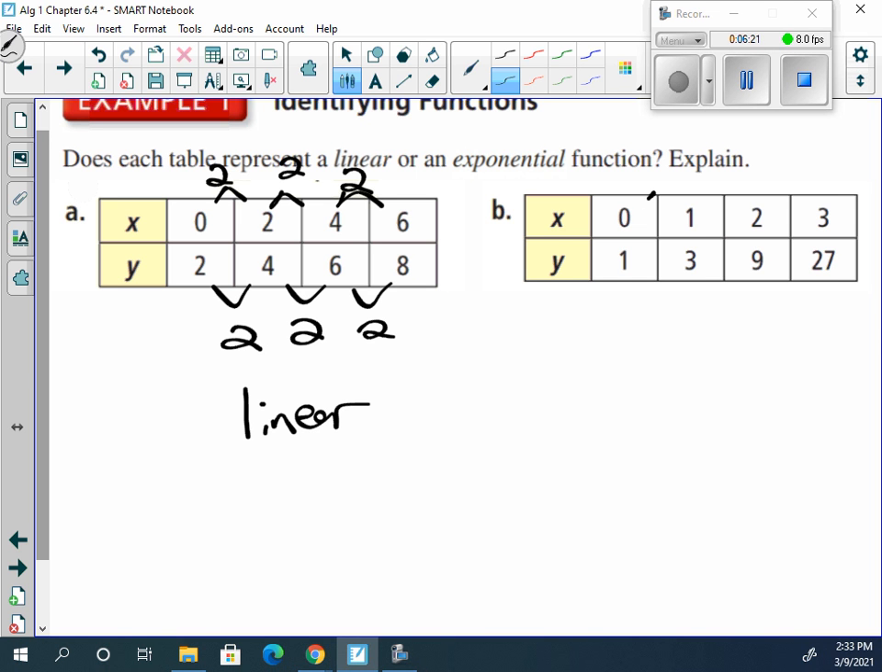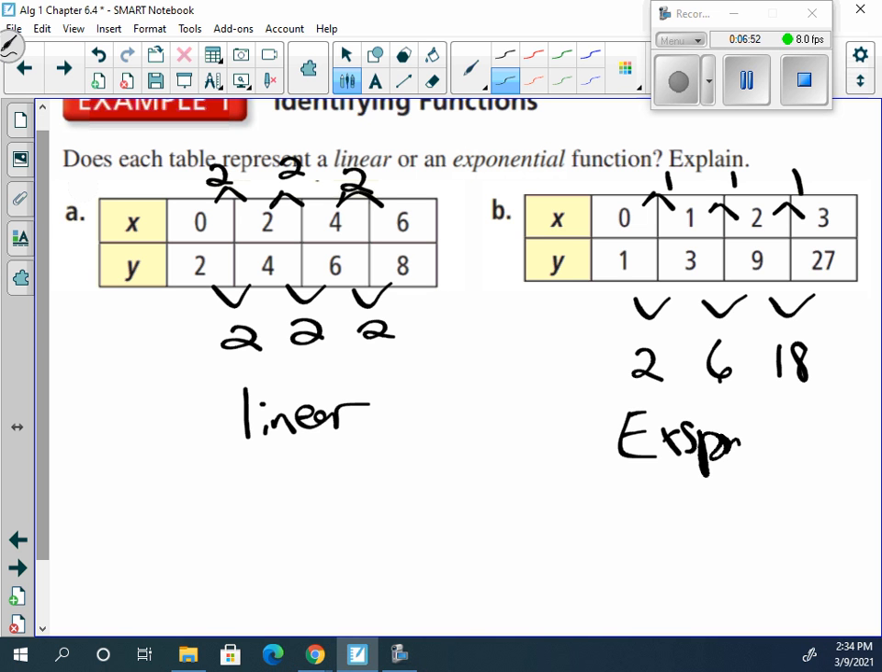Let's look at B. Well, this would be 1, 1, and 1 because we just keep adding 1. How about the difference between 1 and 3? 3 and 9. 9 and 27. So this here is increasing at a faster and faster rate. So this here would be exponential because we're increasing faster and faster.